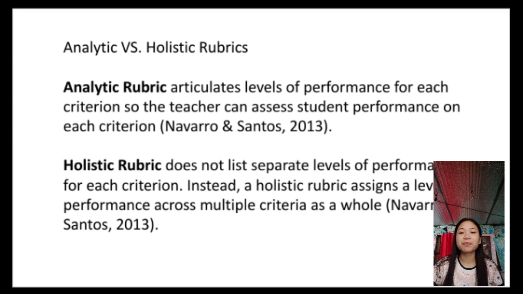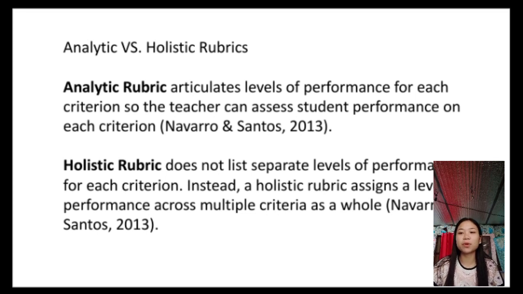In contrast to the analytic rubric, a holistic rubric does not list separate levels of performance for each criterion. Instead, it evaluates overall performance across multiple criteria as a whole. The rubric assigns a single level of performance based on the overall impression of the work, considering all criteria collectively. Holistic rubrics are simpler and quicker to use compared to analytic rubrics, making them suitable for assessing tasks with fewer distinct criteria or when the focus is on overall performance rather than specific details.